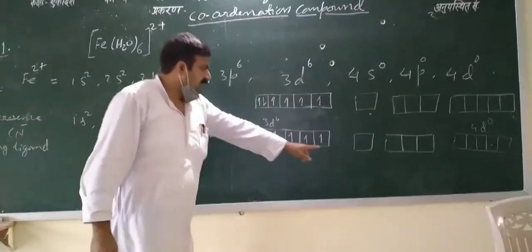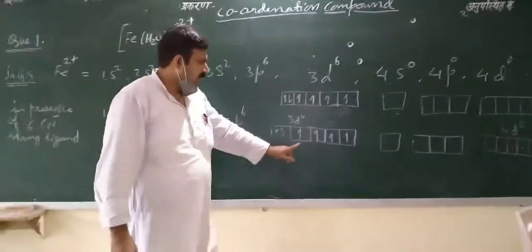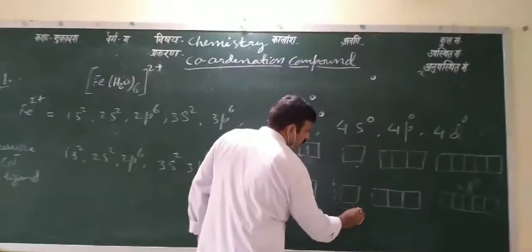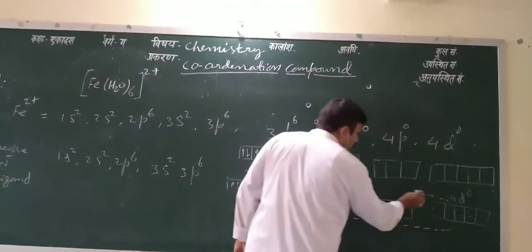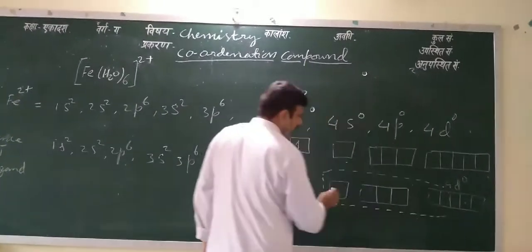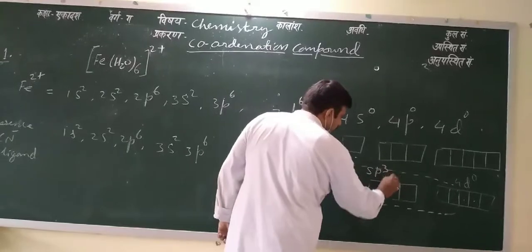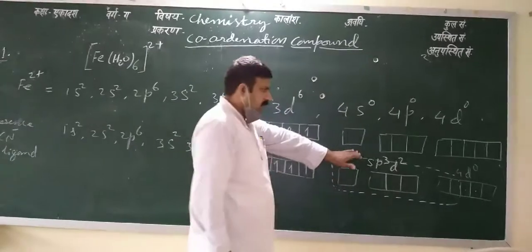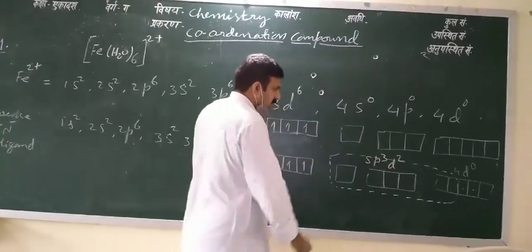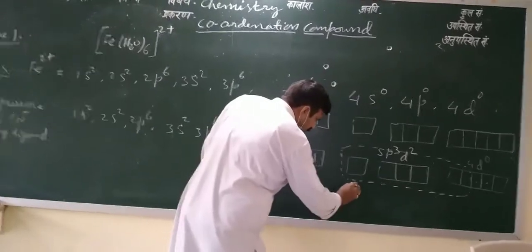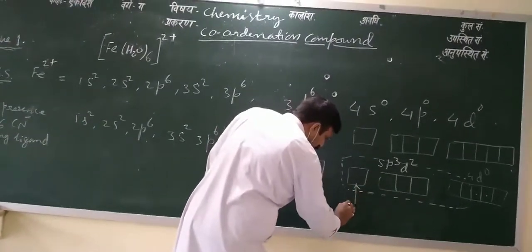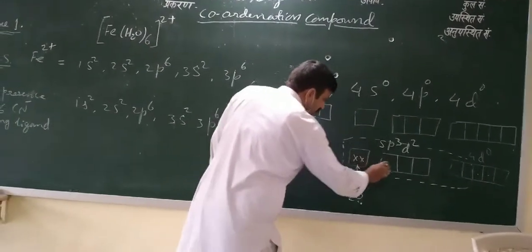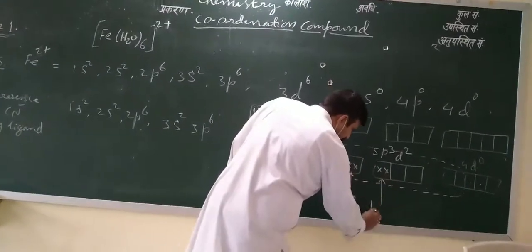Here H2O is a weak ligand, so in this case the unpaired electrons of the 3d orbitals, the inner d orbitals, will not pair, so the hybridization will be sp3d2. The outer d orbital will be involved in hybridization. It is sp3d2 hybridization, that is an outer orbital octahedral complex, and the geometry of sp3d2 is octahedral. And the 6 H2O molecules will donate their lone pair electrons into these hybrid orbitals and form this complex.